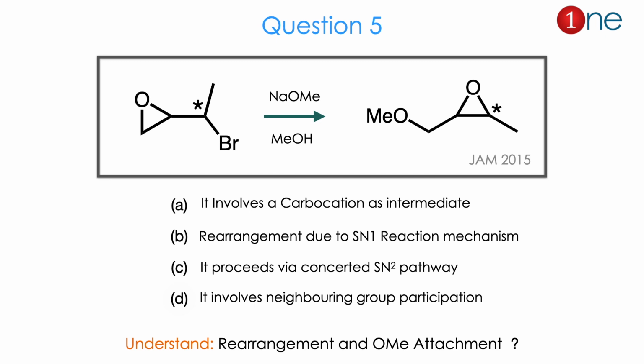Here they ask what really happened in the reaction, whether it involves carbocation formation or rearrangement with an SN1 reaction, or an SN2 reaction in a concerted way, or neighboring group participation. So basically, what really happened inside the reaction. From the choices you might guess the rearrangement definitely occurred and the OMe attachment is the real question here. The answer is both C and D. Let us see how.